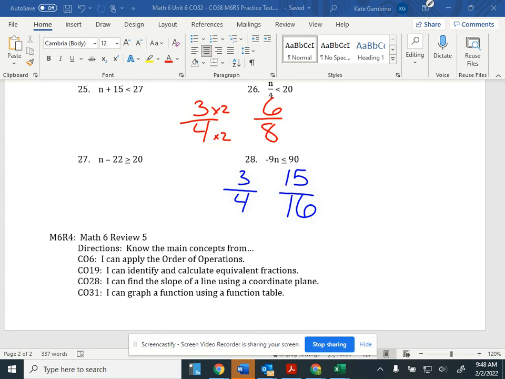The 16 has to be 20. Nolan, explain to me why these are not equivalent fractions. Because you didn't times the 4 by 5. I times 3 by 5 to get to 15. That means I have to times the 4 by 5. 4 times 5 is not 16. You have to multiply the top and the bottom by the same number.